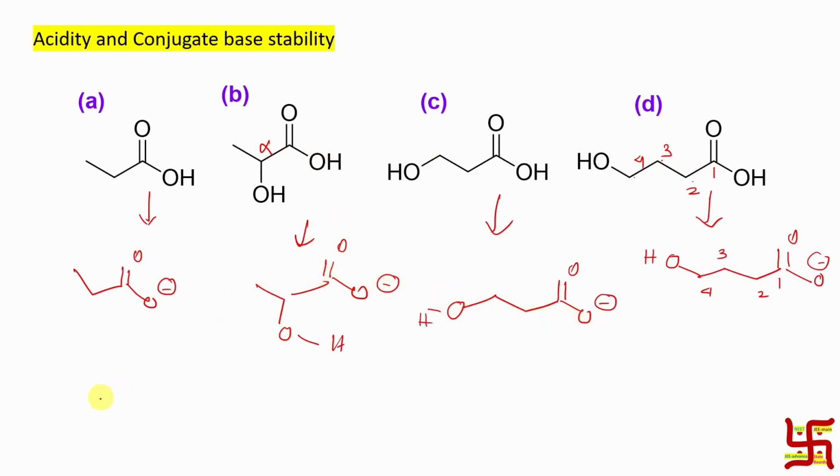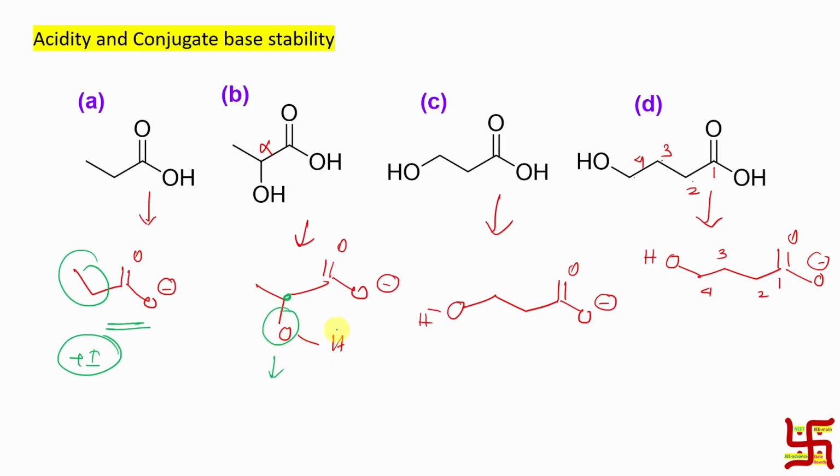Now, is there any specific stabilization factor? Yes. If you look at this propionic acid, these groups show only a plus I effect. Here all groups show a plus I effect. But if you look at this carbon, it is not that much donating. Why? Because an electronegative oxygen atom is attached there, so the donation is less.